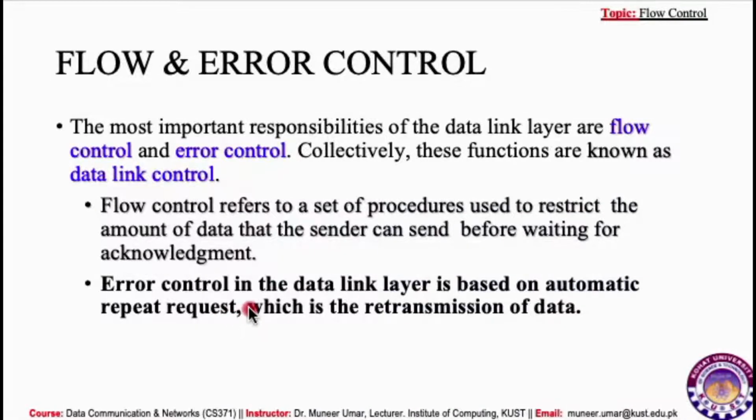The error control in the data link layer is based on automatic repeat request, ARQ, which is the retransmission of data. If the data is not received at the receiving end, because for some reason it was not transmitted properly, it would not be acknowledged by the receiver. For that purpose, error control will retransmit that data frame to the receiver by the sender again.